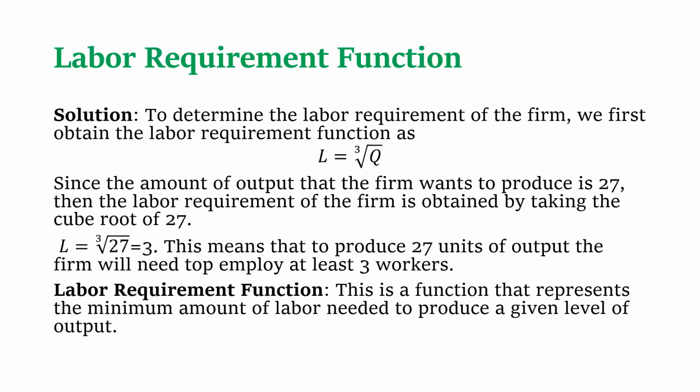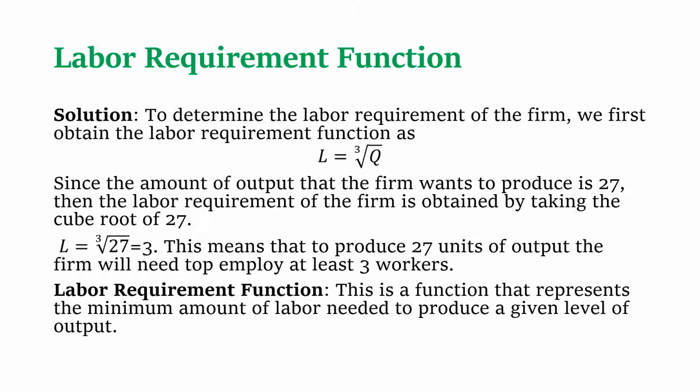So if we do that, the labor variable is going to be a function of what? The cube root of outputs. Now all we need to do is to plug in the value 27. In place of Q, write 27 there. So we take the cube root of 27, which is 3.